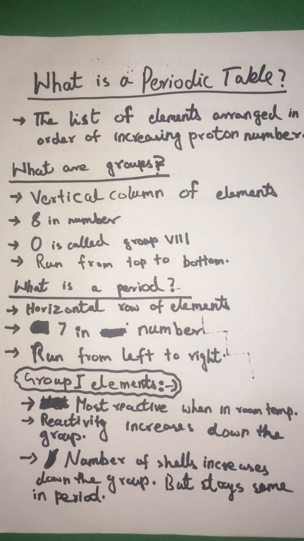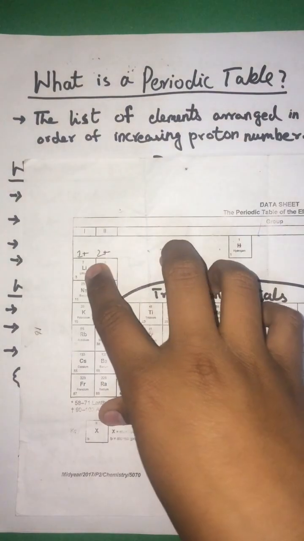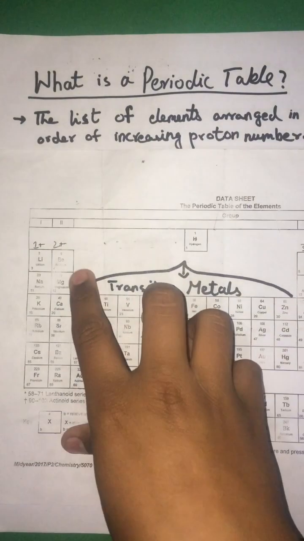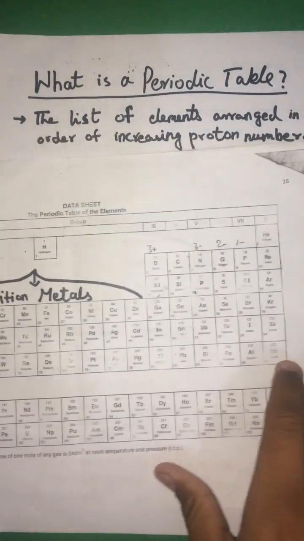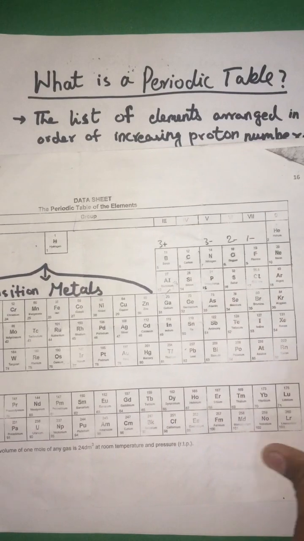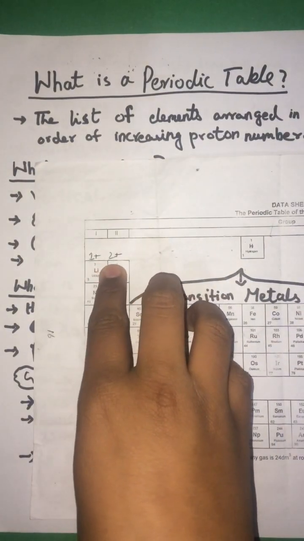First of all, groups. Groups are the vertical columns of elements. There are total 8. The group 8 is sometimes called the group O and runs from top to bottom. I can show you the groups in my periodic table. You may see here over the group 1, this is the vertical row of elements. Same is the case with the group 2, 3, 4 and 5, 6, 7 and the group O or group 8. You may see this charge is 1 plus, 2 plus.